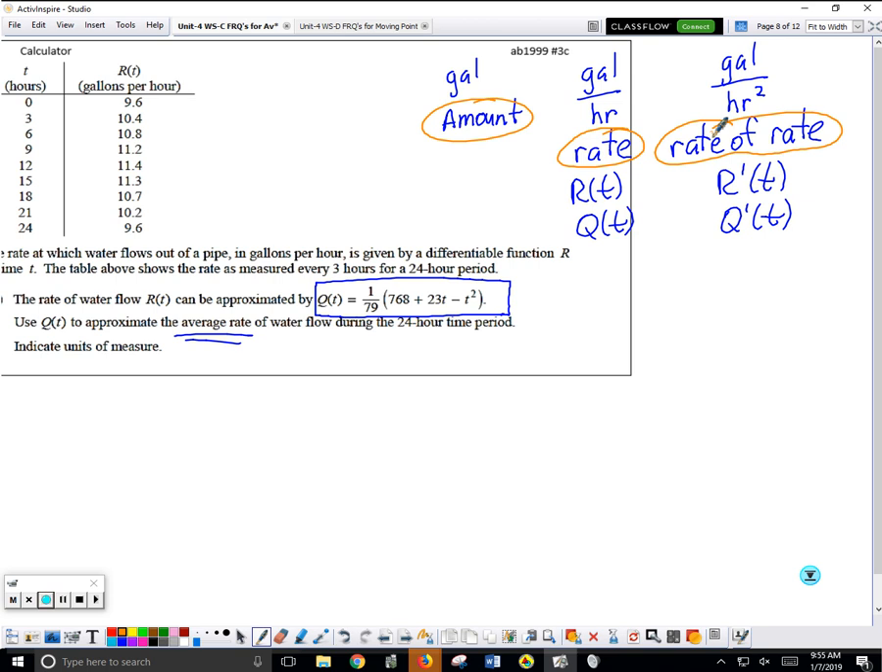Okay, it says, use Q to approximate. So we're using Q. Again, this is why you must read slowly. I've seen many people read quickly and go find the average of R. They don't want you to find the average of R. They want the average of Q. Use Q to approximate the average rate of water flow during the 24-hour period. So we're finding the average of Q, not the average of R. They're both the rate of water flow. Average of Q.